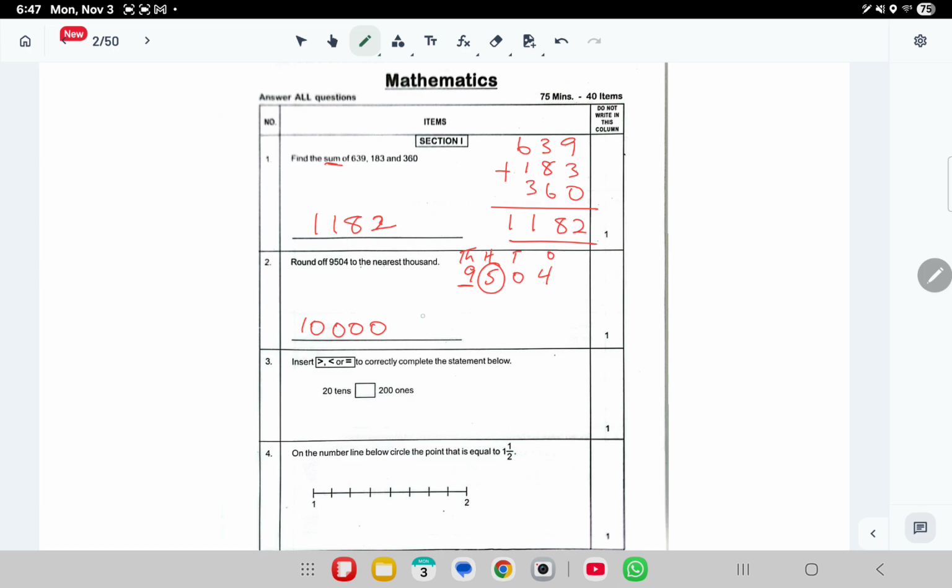Alright. Insert more than, less than, or equal to correctly complete the statement below. So 20 tens and 200 ones. 20 tens is 20 by 10, which is 200, which is the same as 200 ones. So therefore it will be equal.